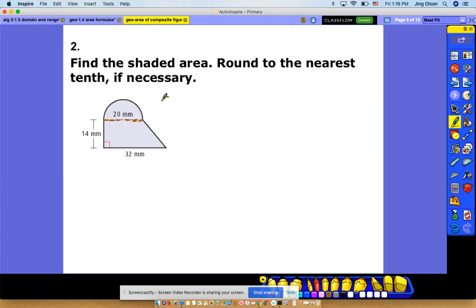We know the area of a full circle is pi times radius squared, right? How about for half a circle? A half circle will be the full circle divided by 2. Let's see the area of this full circle. Pi times the radius. The diameter is 20, so the radius is 10. So pi times 10 squared. 10 squared is 100. So pi times 100.